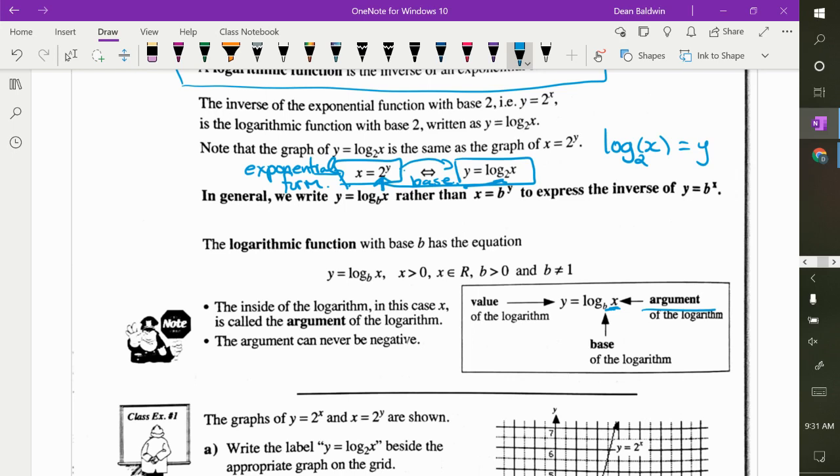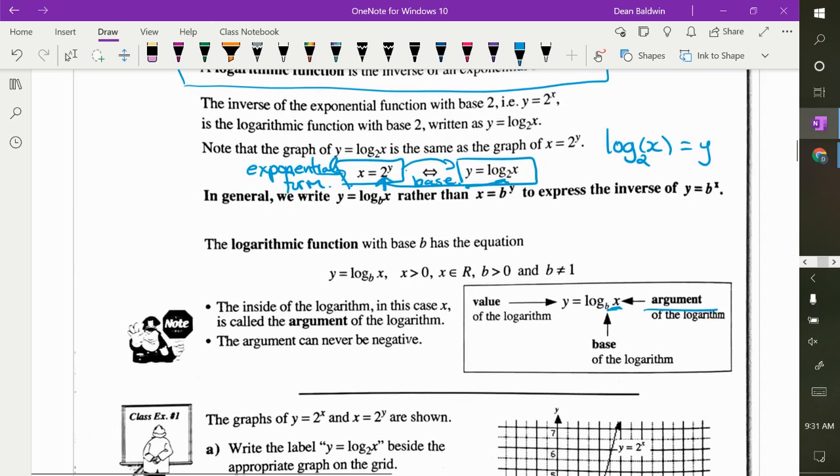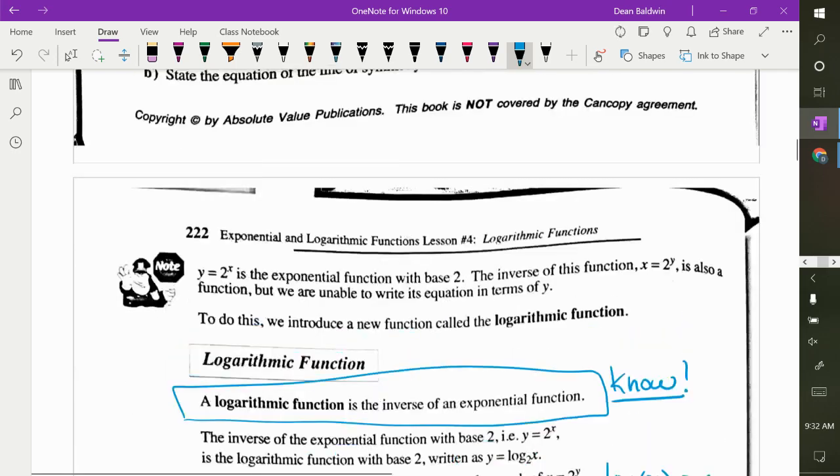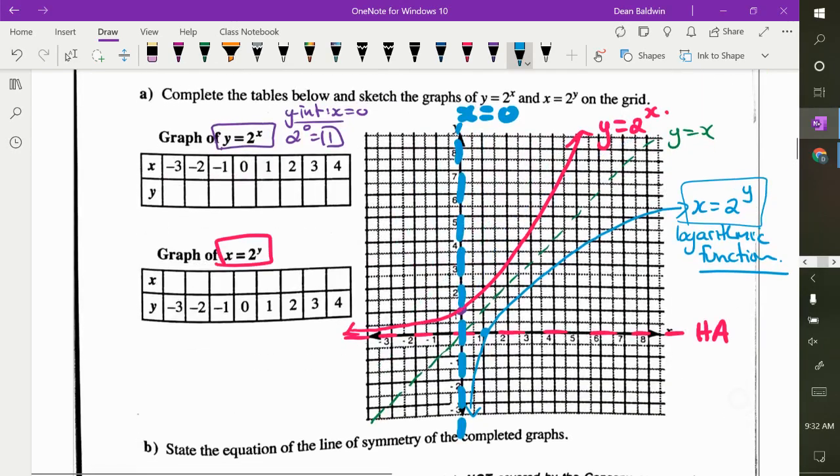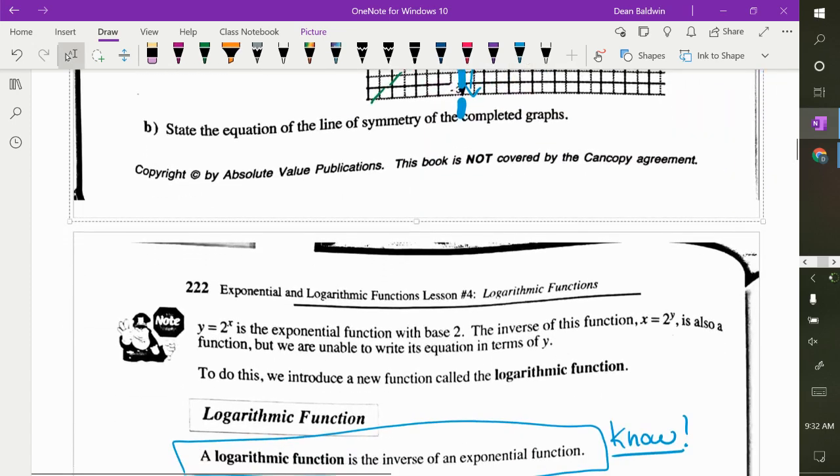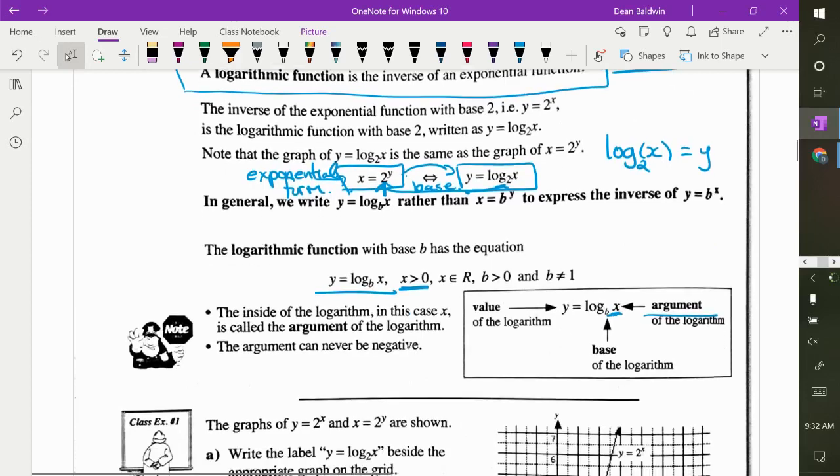Just like in exponentials, there are definitions for these terms. So when you have log base b, x has to be positive. You cannot log a negative number, which goes to the graph on the previous page. It's got a vertical asymptote. The blue graph doesn't go into the negatives. I mean, you can move it if you do transformations, but you cannot log a negative number. If you do log of a negative number on your calculator, it won't work.